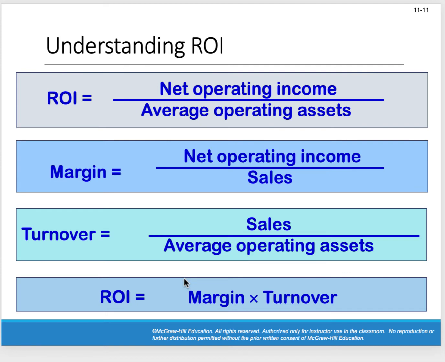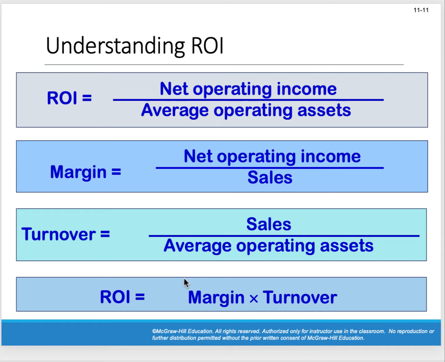So let's take a deeper dive into ROI, okay? Really, return on assets is made up of 2 things, right? First, it's made up of our margin, and the second thing it's made up of is our turnover. So there's actually 2 ways to calculate ROI. First, we could take the net operating income divided by the average operating assets. That's acceptable. Or we can break ROI down into its 2 parts, margin and turnover, right?